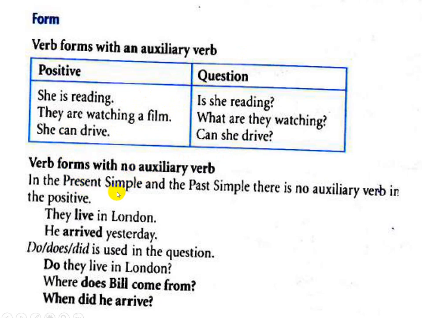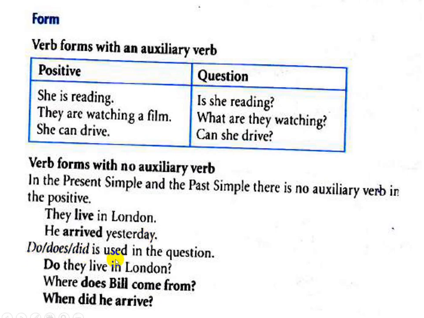Verb forms with no auxiliary verb. In the present simple and the past simple there is no auxiliary verb in the positive. But pay attention, in the positive. For example, they live in London. A positive sentence. He arrived yesterday. So there is no auxiliary verb in the present simple and the past simple in the positive.